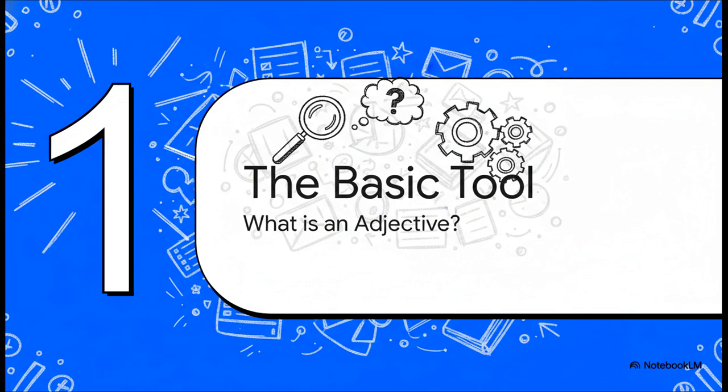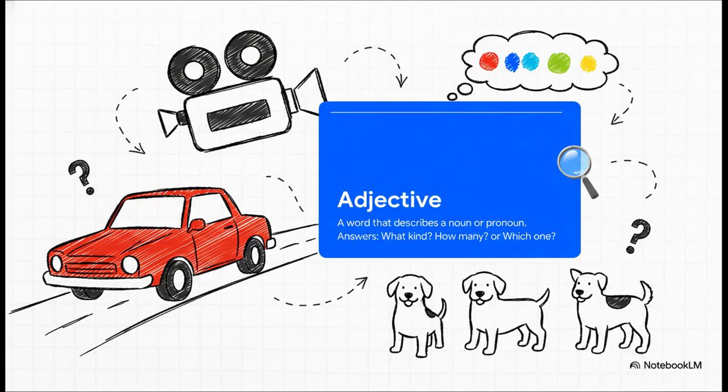First things first, what exactly is this tool we're talking about? At its core, an adjective is just a word that describes something. It adds detail, it adds color, it clarifies what you're trying to say. It's the word that answers those really important little questions, like what kind of movie? Oh, a funny movie. Which car? The red car. How many dogs? 3 dogs. Simple, but so powerful.